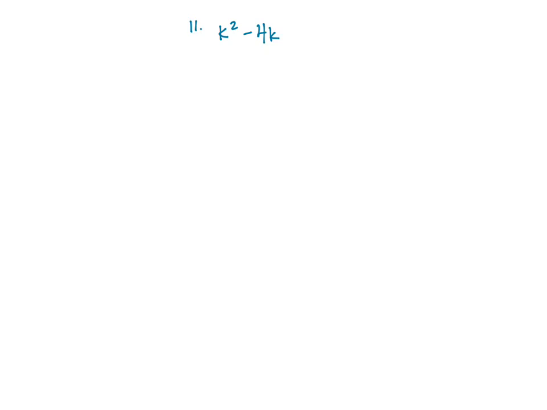K squared minus 4k plus 1 is equal to negative 5. So what's the first thing I want to do? Set it equal to 0. You'll have regrets if you don't, because you might do something that's a lot harder if you could factor instead. So now we have k squared minus 4k plus 6 equals 0.